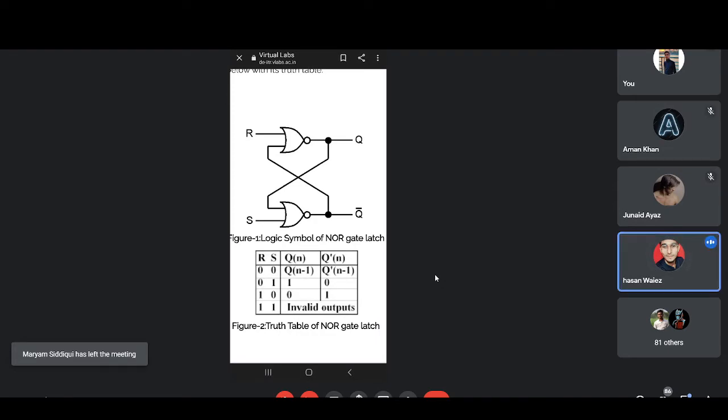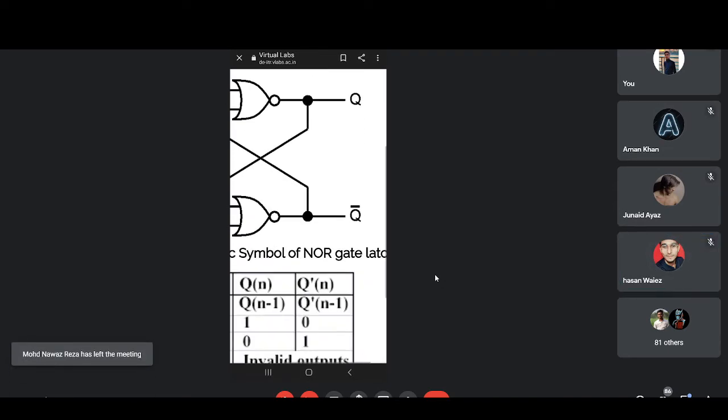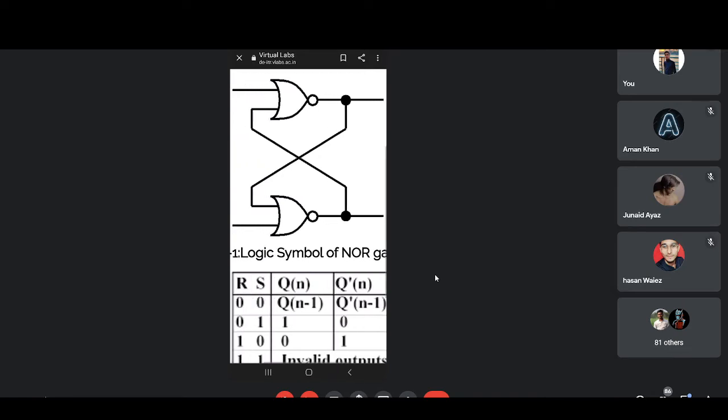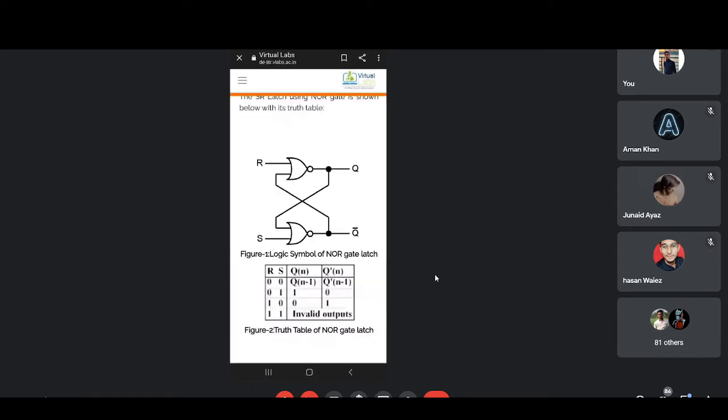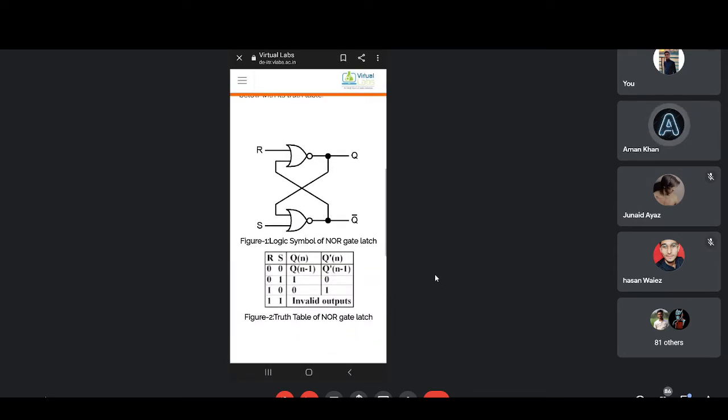We need not explain this Q bar all the time. This Q bar is always the complement of this Q. I have explained this in all the cases, there is no exception. That means if Q is 1, Q bar is 0. If Q is 0, Q bar is 1.